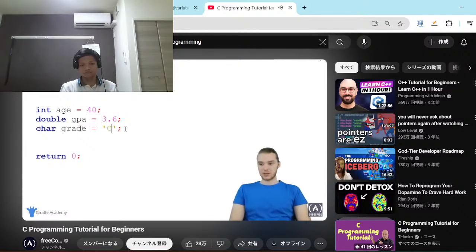I can put like A, or lowercase a, we can put H, C, D, F. Basically, you can put any character that you want to store. So if I put an A here, now this character variable grade is going to store the single character A inside of it. It's important to know that you can only store one character.